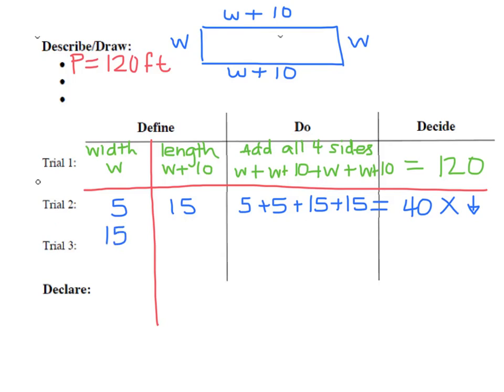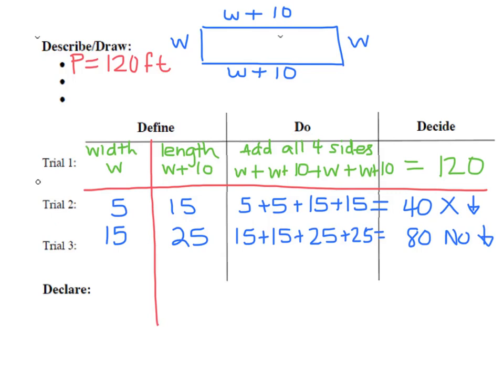If my width is 15, let's come over to my length. My length is 10 more than that, so 15 plus 10 is 25. Now I'm going to come to my do column. I need to add my 4 sides. My width is 15, plus the other side, plus the top, plus the bottom. Now I just have to see what that equals. 15 plus 15 plus 25 plus 25 equals 80. Okay, that is not right, again too low. So that means I need to guess higher.